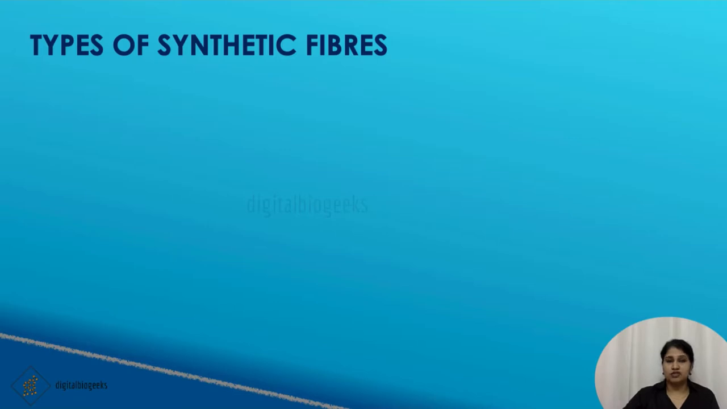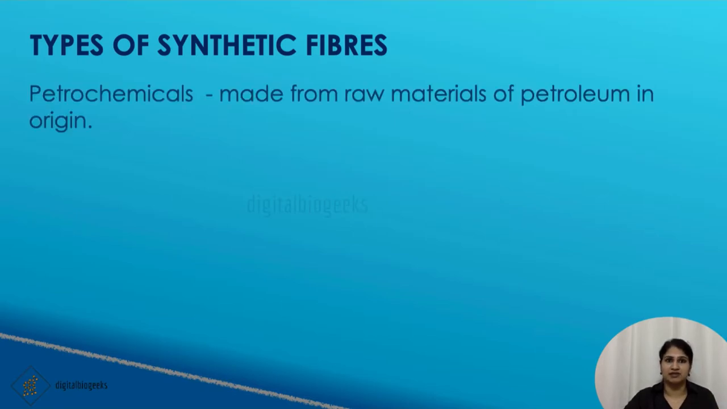Let's move on to types of synthetic fibers. These synthetic fibers are actually made from petroleum products. Thus they are called petrochemicals, made from raw materials of petroleum origin. Let's look at how many types of synthetic fibers there are: Rayon, Nylon, Polyester and Acrylic. Let's go into detail on each of them.